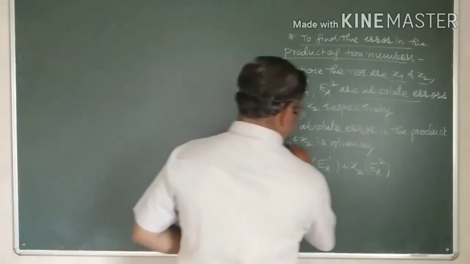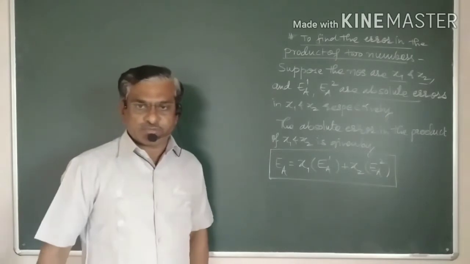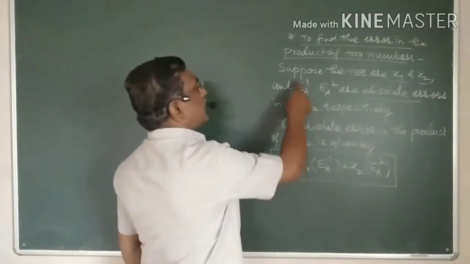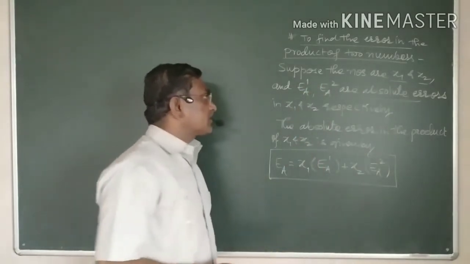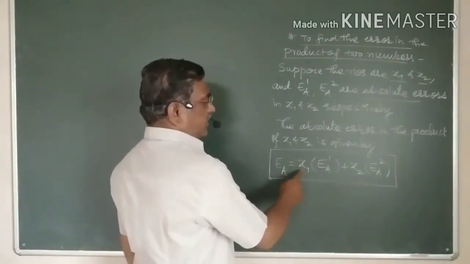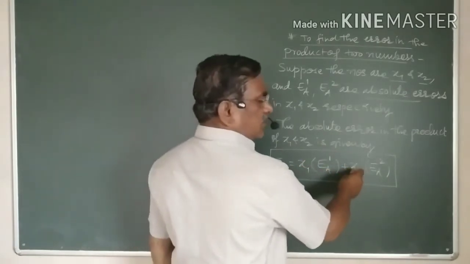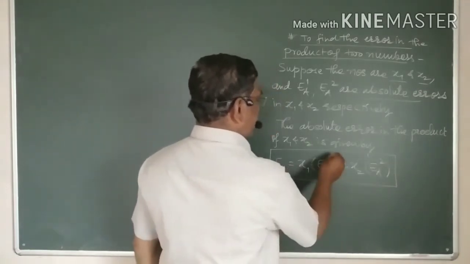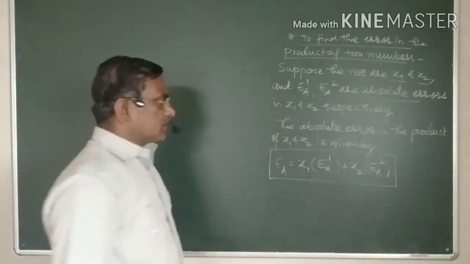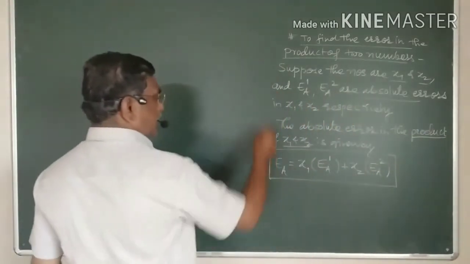This is the formula for absolute error in the product of two numbers. If I have the numbers as x1 and x2, and EA1 and EA2 are the absolute errors in x1 and x2 respectively, then take the product of the number x1 and its absolute error plus the product of the second number x2 and its absolute error. If you take their addition, then you will get the error in the resultant, I mean in the product of x1 and x2. This is the first one.